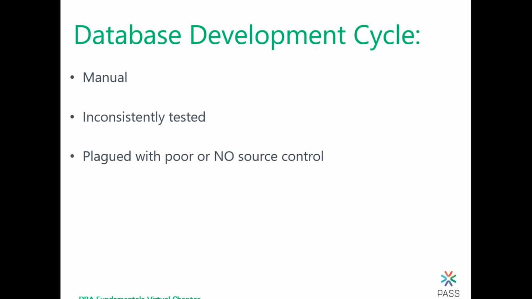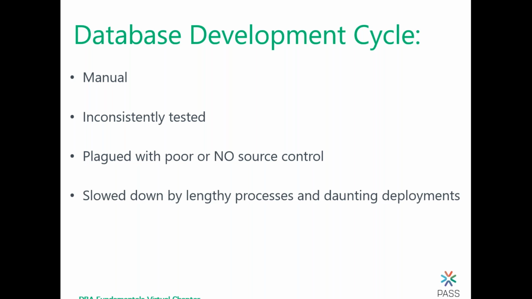You won't survive in the fast-paced industry we're now working in if you don't have some form of source control. And your source control is, consider it the source of truth. Your prod system should be reflected by what is in source control. And we were slowed down by lengthy processes and at times very daunting deployments, because as databases got large and complicated, we were unsure of what was going to happen in prod. So something had to change.